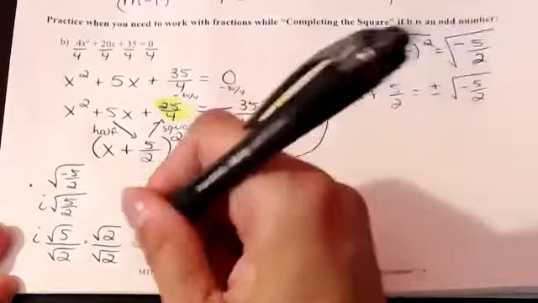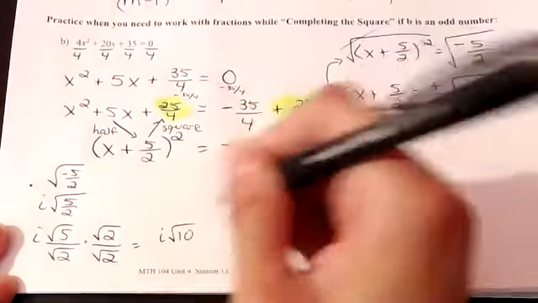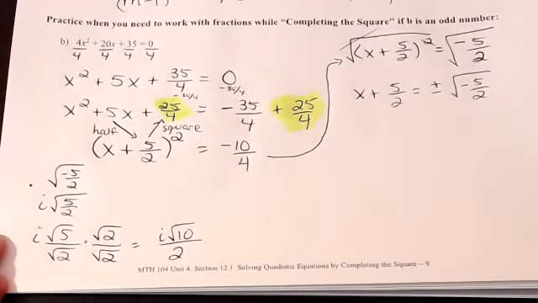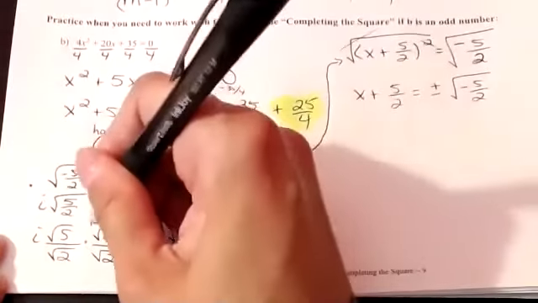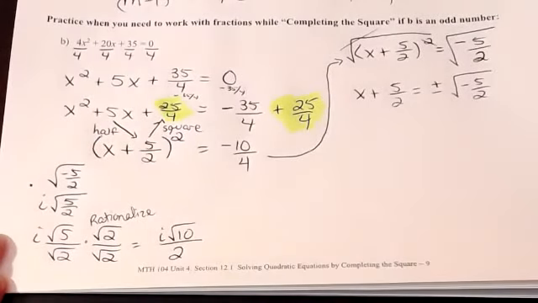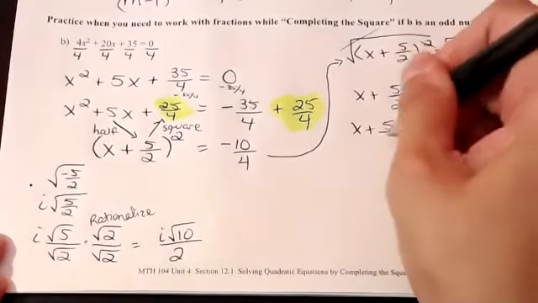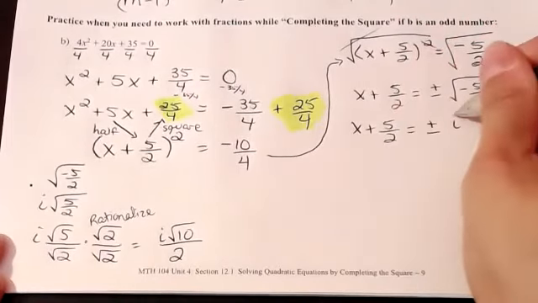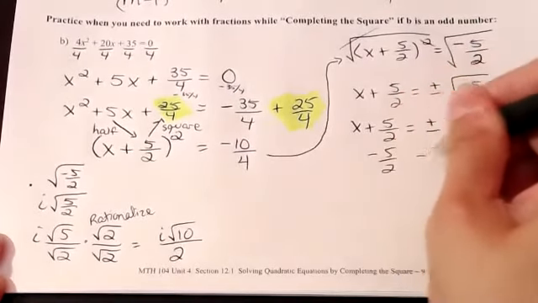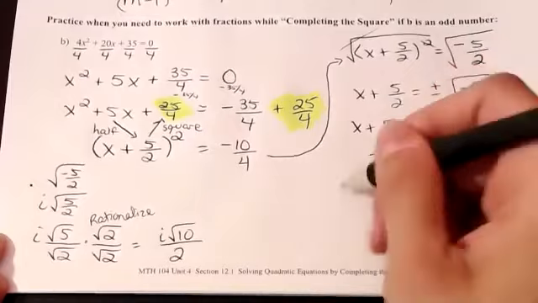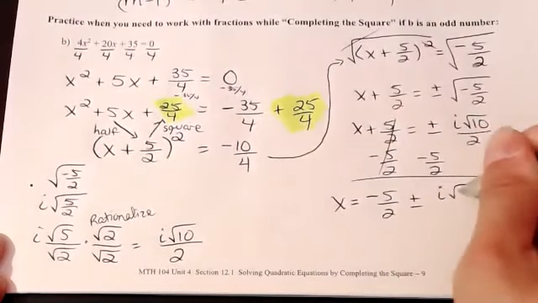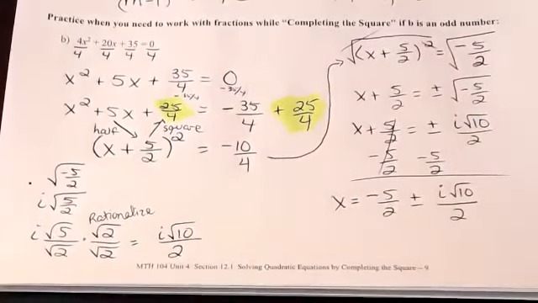Okay, that's going to give us i square root of 10 all over 2. We just had to rationalize here. And I'm going to write here that we rationalized, because we can't have a square root in the denominator. So now we have x plus 5/2 is equal to positive or negative i square root of 10 over 2. And now I'm going to bring the 5/2 over and write my solution. x is equal to negative 5/2 plus or minus i square root of 10 over 2. And there's your solution.